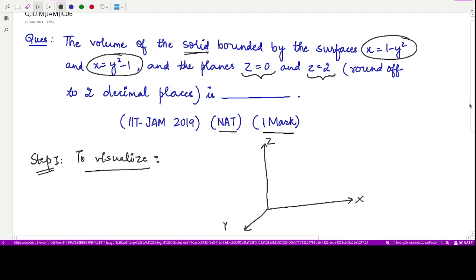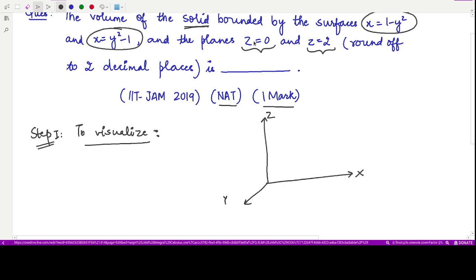Now you have been given that z is equal to 0, so this is one plane. So let me draw it like this. Here the value of z is 0, so that means our plane is this one, in this direction also, in this direction also. So the plane which is passing through z is equal to 0 for all values of x and y would be this plane.